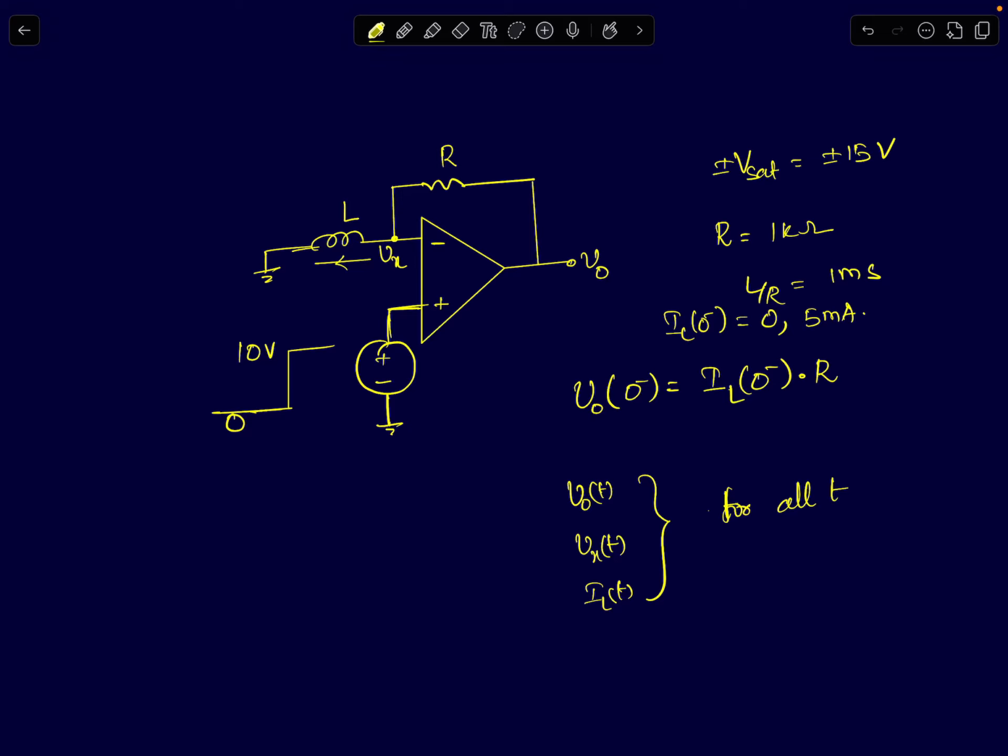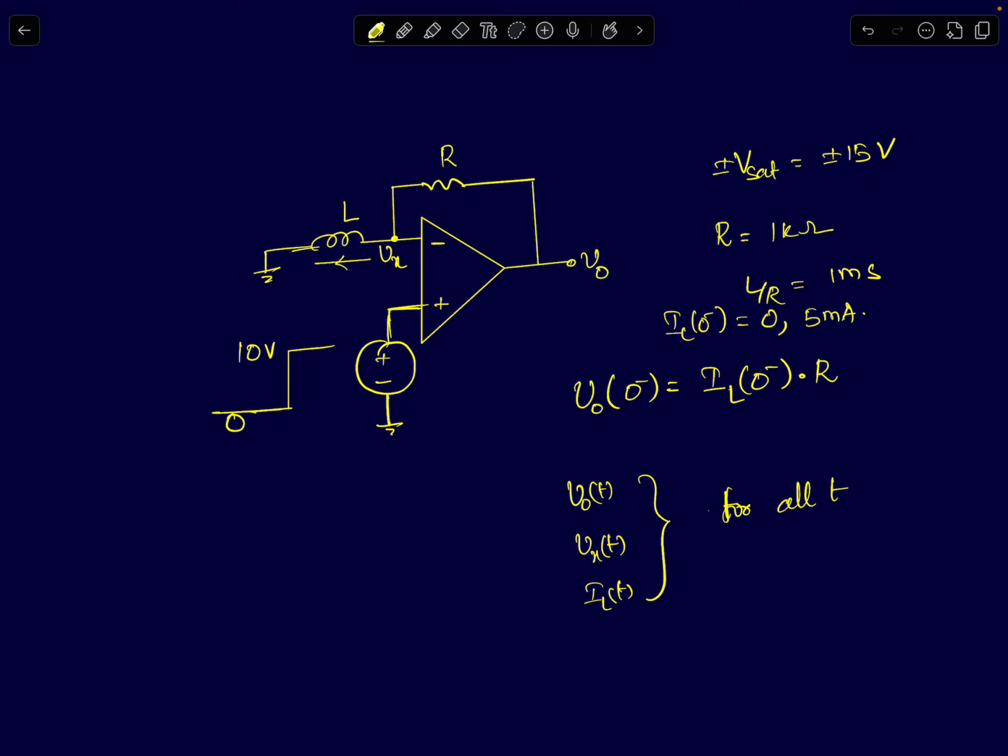Hi everyone. In the previous lecture, we spoke about the non-inverting RC integrator, the step response of a non-inverting RC integrator. To continue that lecture, we'll now talk about the step response of an RL integrator. This is an ideal RL non-inverting integrator.